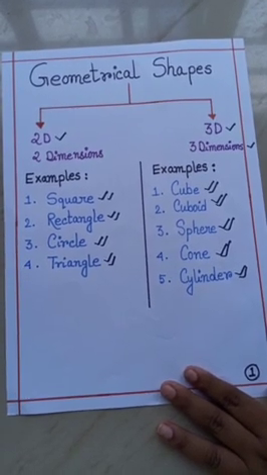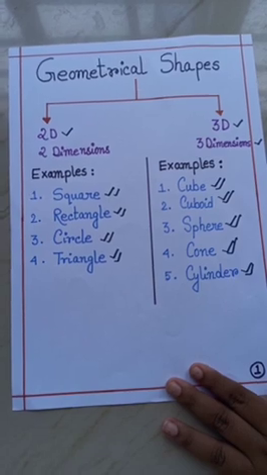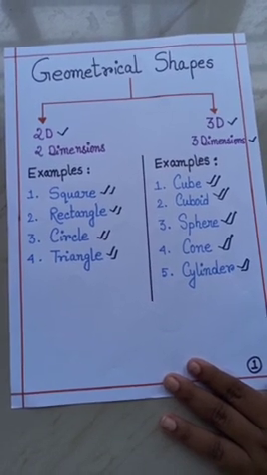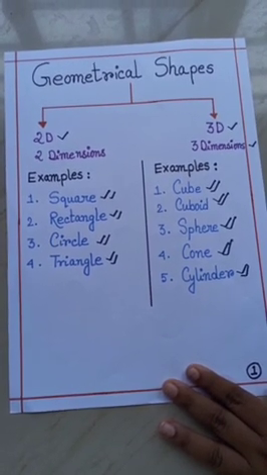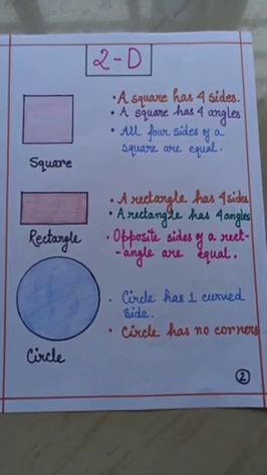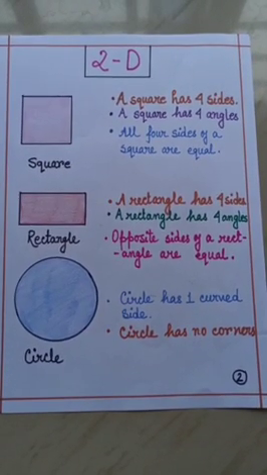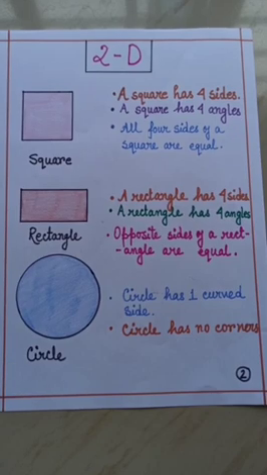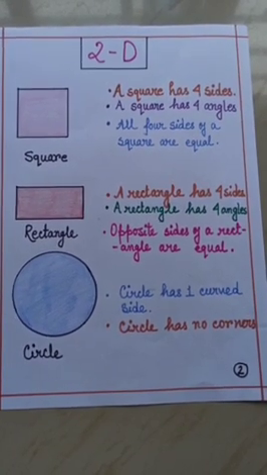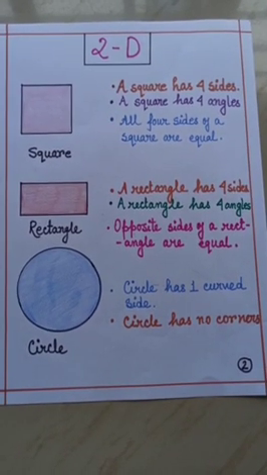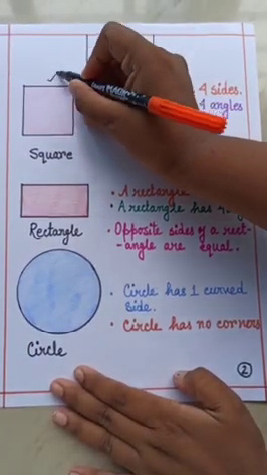Now we will see some basic properties of these 2D shapes and how they look. So now we will see some 2D shapes. What are those 2D shapes we will see? A square. Okay, the first one, square.